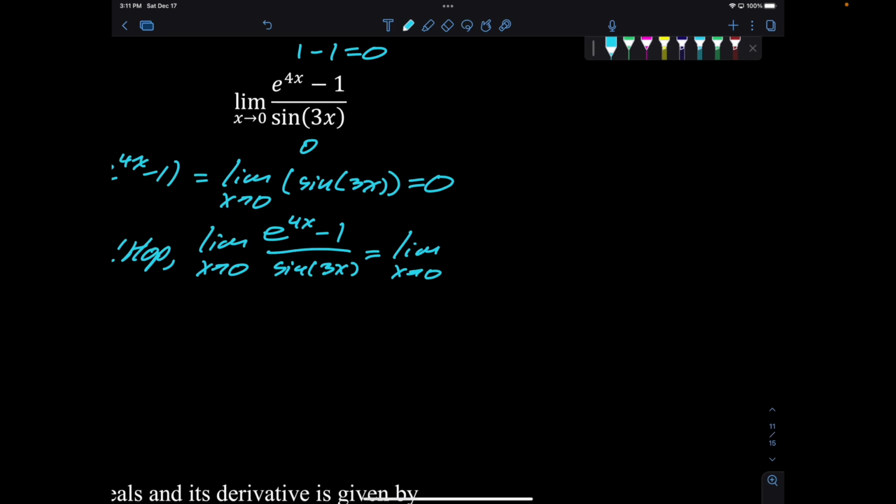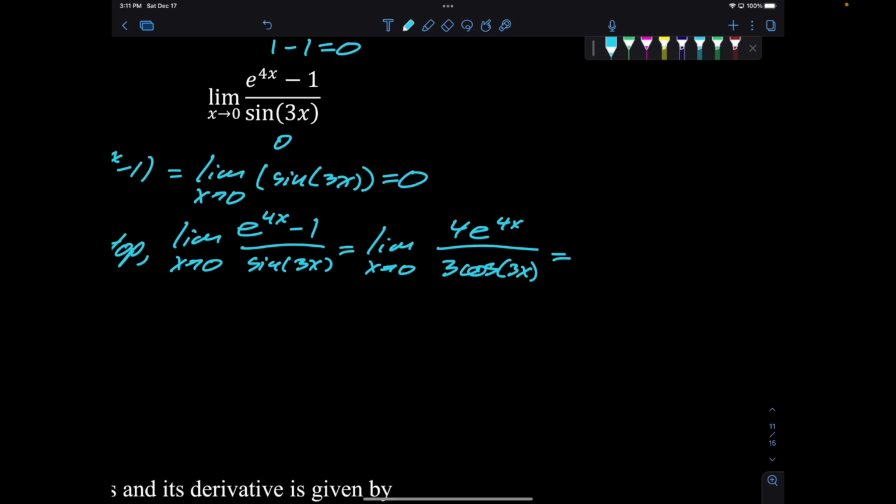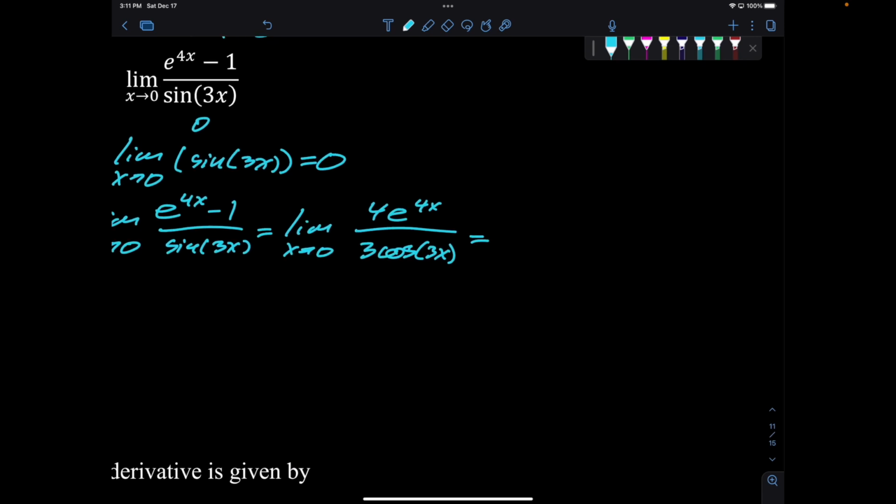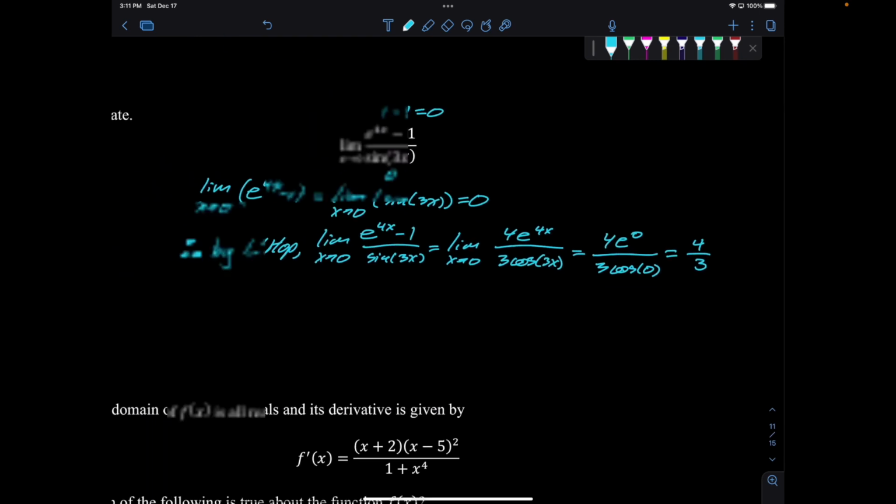So it's not the quotient rule. The derivative of e to the 4x is 4e to the 4x. The derivative of sine of 3x is 3 cosine of 3x. So now we try to sub in 0, we get 4e to the 0 over 3 cosine of 0. e to the 0 is 1, cosine of 0 is 1, so this is 4/3. There you go. That's pretty good. All right, let's take a look at the next one.